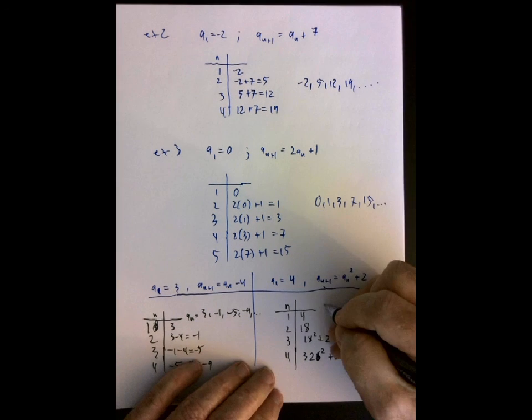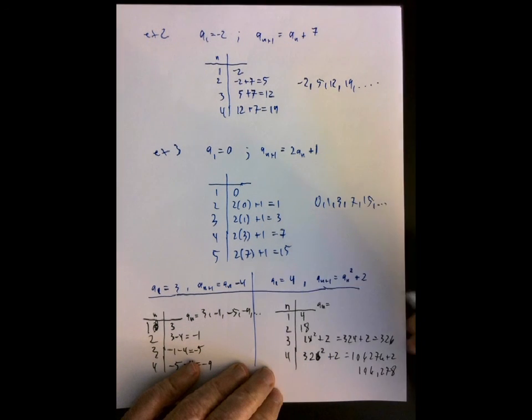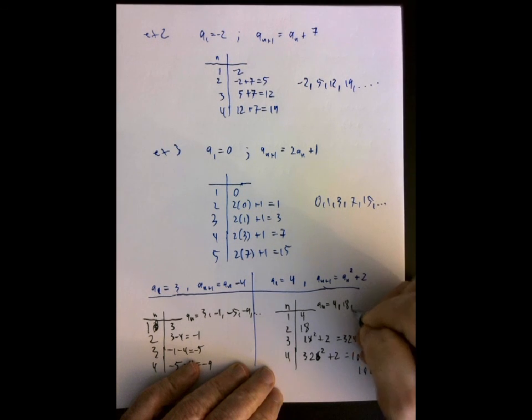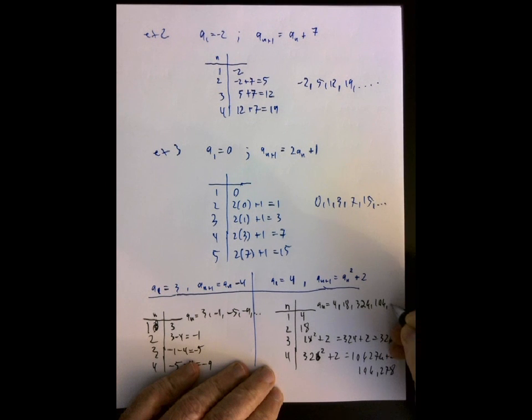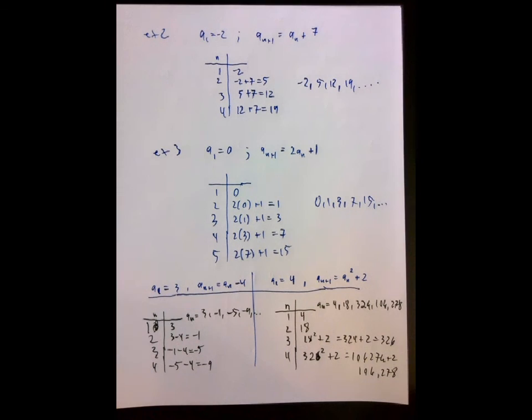So our sequence a sub n would be 4, 18, 326, 106,278. And if we wanted more terms in a sequence, we'd have to literally keep counting up one term at a time. Okay? And generally speaking, that's kind of inconvenient. And so we usually use the general formula where we can just use one formula to generate any term in a sequence, like we did in the first video. But occasionally they come up.